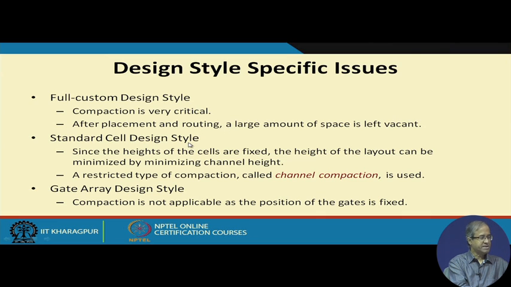Typically, after placement and routing, a lot of space is left vacant, and you have to compact them. For standard cell design style, as I have said, the heights of the cells are already fixed, so you cannot do anything there. The height of the layout can be minimized only by minimizing the channel height. This is something called channel compaction. For gate arrays, again, because the locations of the gates are already fixed, there is no scope for compaction here. So, when you say compaction, generally we do it for full custom design.